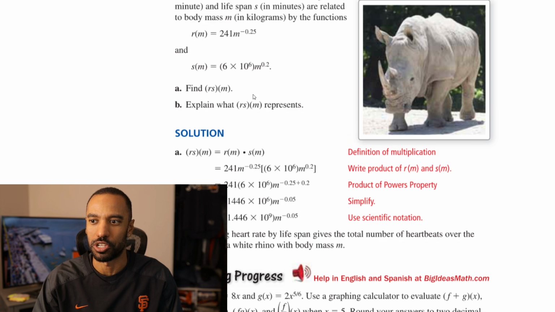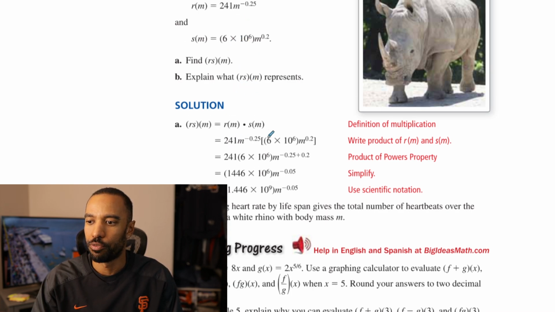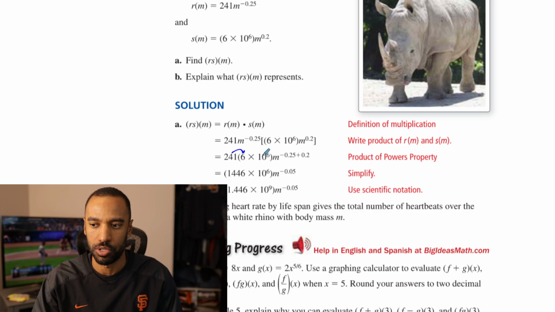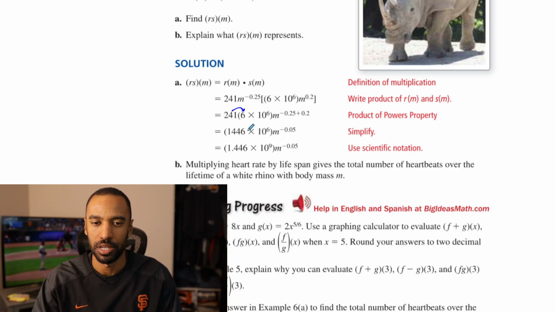Here's where scientific notation comes into play. I didn't realize this was a scientific notation problem. 241 times this, they're going to distribute the 241 into the 6. Notice that the 10 to the 6 is just a portion of the product. You don't distribute under multiplication. You distribute under addition and subtraction. So they just did that. They rewrote scientific notation as this.